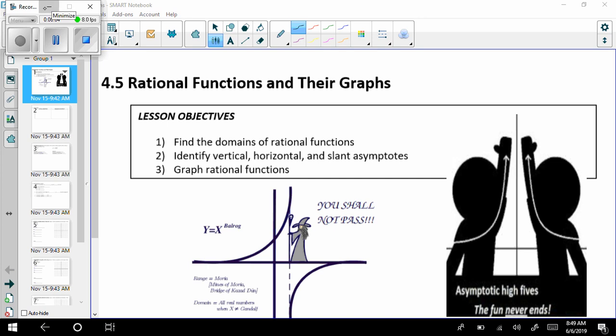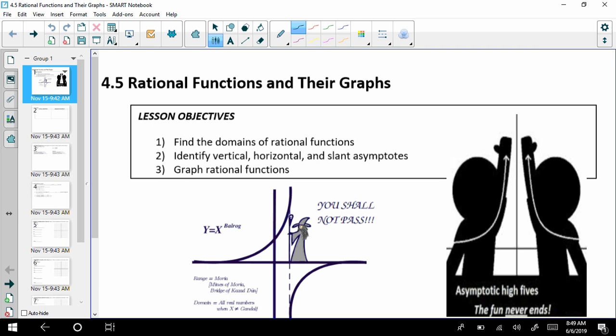In lesson 4.5, we're going to take a break from graphing polynomials. You may have noticed in the unit title itself, there were two types of functions mentioned: polynomial functions, which we have been doing up until now, and rational functions. So this lesson is going to focus on rational functions.